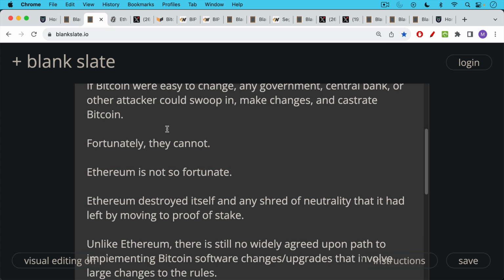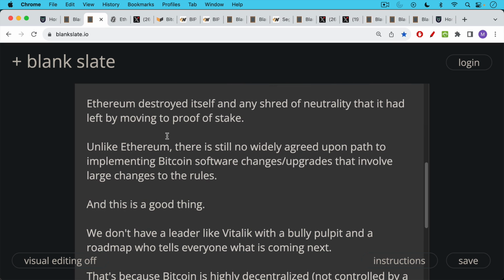Now, a cryptocurrency like Ethereum is not quite so fortunate. Ethereum managed to destroy itself and any shred of neutrality that it used to have left by moving to proof of stake. Unlike Ethereum, though, with Bitcoin, there is still no widely agreed upon path to implementing Bitcoin software changes or upgrades that involve large changes to the rules. And this is actually a good thing.